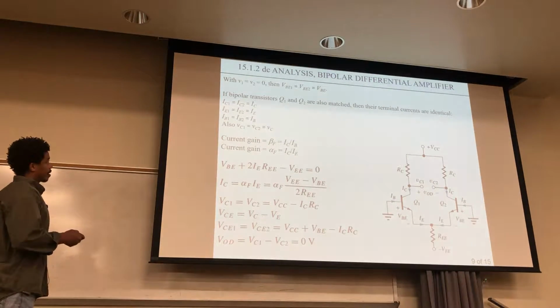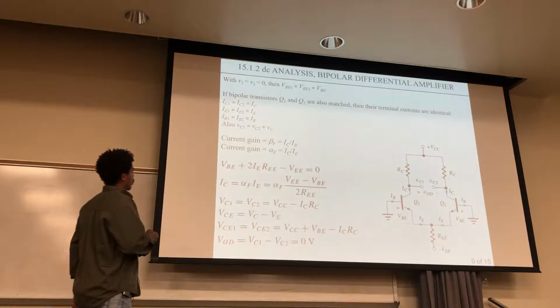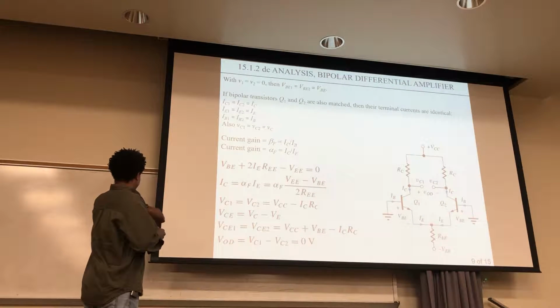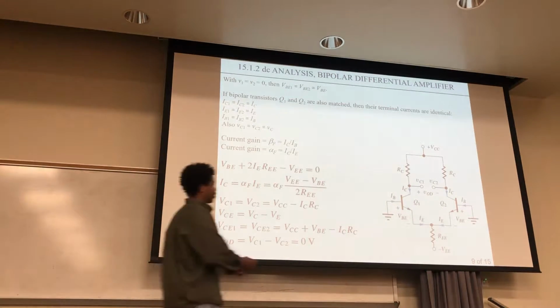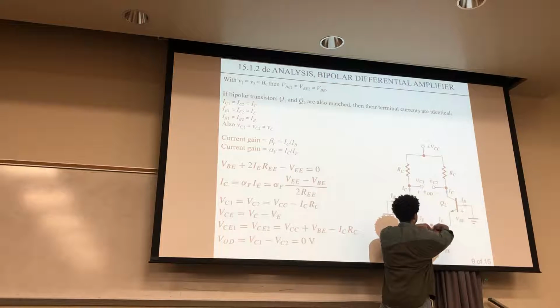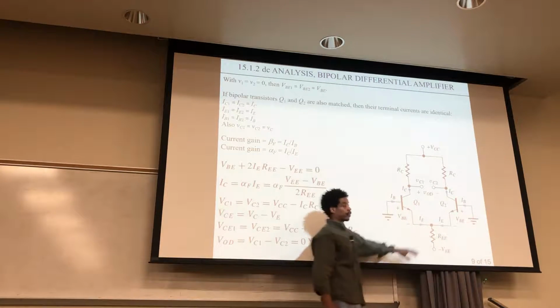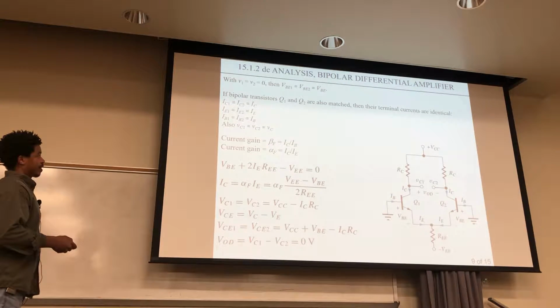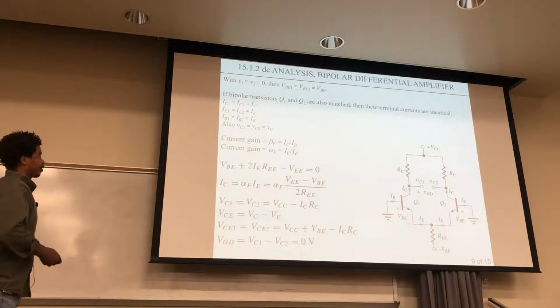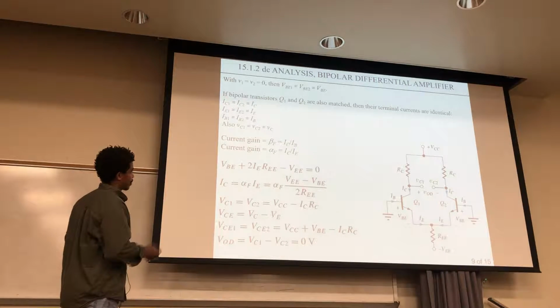This relation right here comes out of that, and that's due to KVL. Like you have your VBE, that's this voltage. You have 2 IE/RE, and that's because you have these two currents going in this direction. So that's going to be your voltage drop across here. And then you have your voltage VEE right there. So that's like going around this loop right here. Okay, that's KVL around that loop. And now it'll just sum to 0.